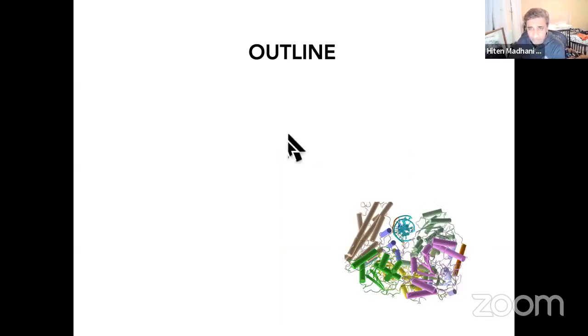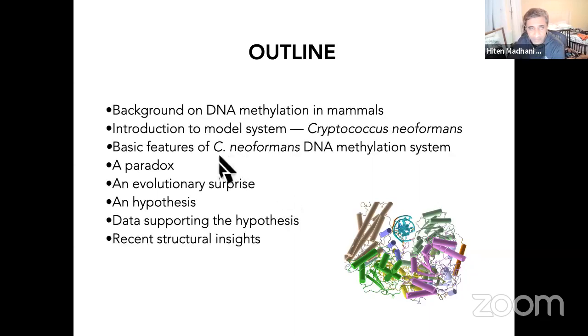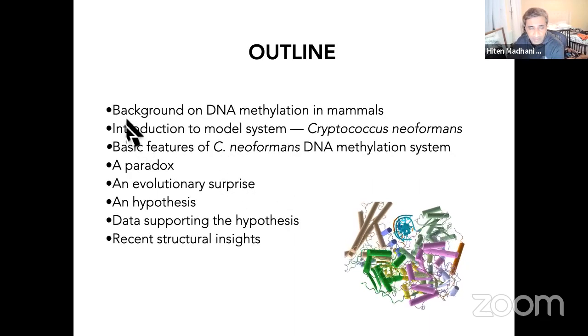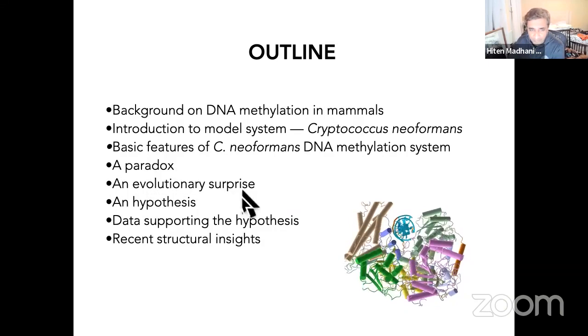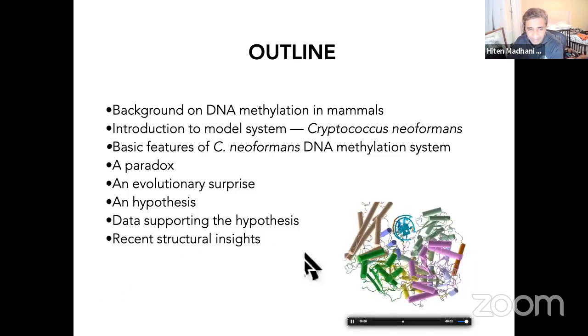So what I'm going to discuss with you today is as follows. This is the outline. I'm going to give you some background on DNA methylation in mammals, introduce a model system, which is a yeast called Cryptococcus neoformans, tell you about the basic features of its DNA methylation system, and then a paradox followed by an evolutionary surprise, leading to a hypothesis, and then data supporting that hypothesis. And then if there's time at the end, I'll describe some recent structural insights.